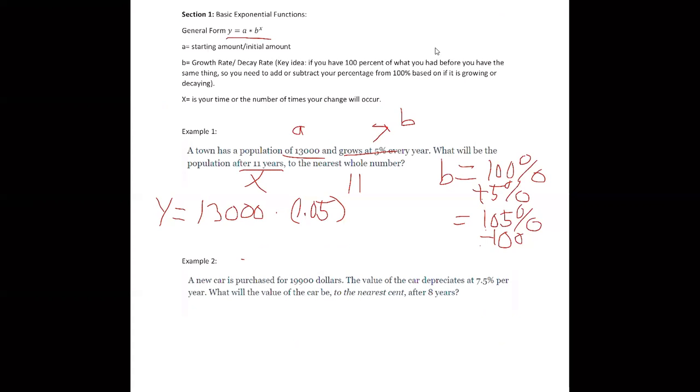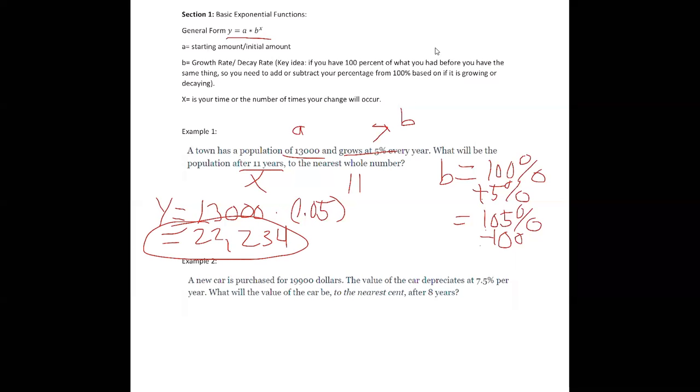But to get our final answer, we're just going to put this in our calculator. So 13,000 times 1.05 to the 11th power. You get about 22,234.41166, but they ask us to round to the nearest whole number in this example. So that would be 22,234 people if you want to put a label, but when you're doing the Delta Math, you're not going to have to put a label in your answer box.